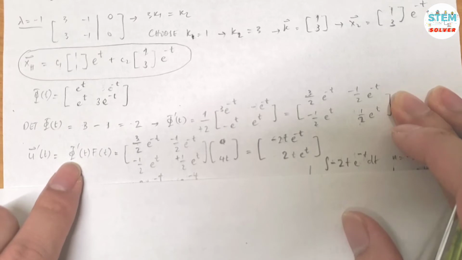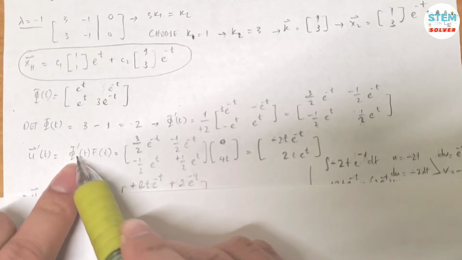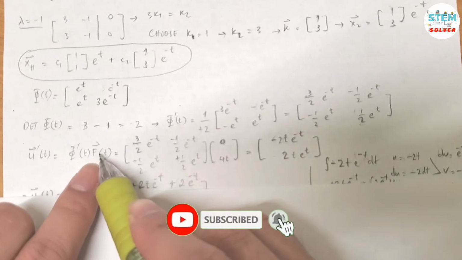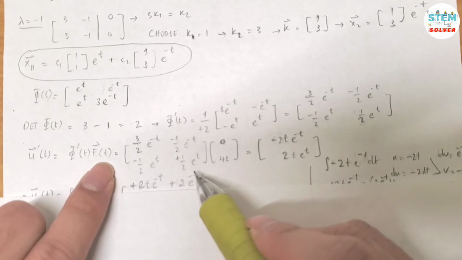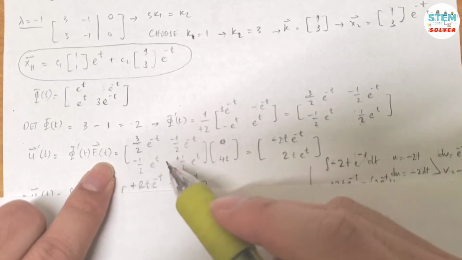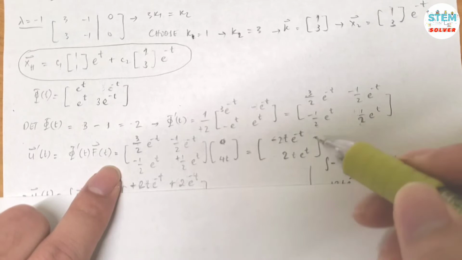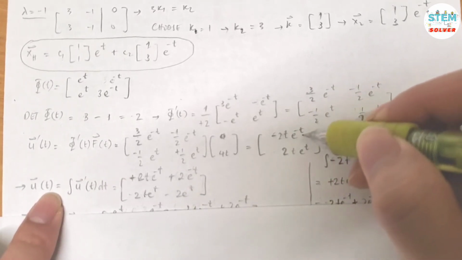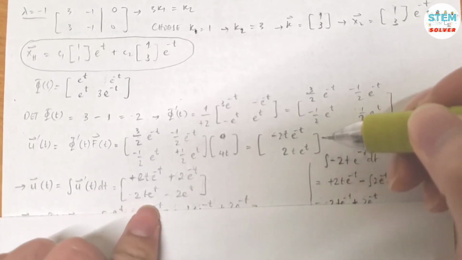Now here's important, do not switch the order here. Okay, so you need to have inverse phi of t times f of t. You cannot switch the order, which is f times phi, because when you multiply matrices together, the order of the matrices will affect your answer. Okay, so if you multiply this out, it gives you this matrix. Now you are going to find the integral. You need to integrate this matrix to get u of t. Okay, so integrating this, that gives me this matrix.